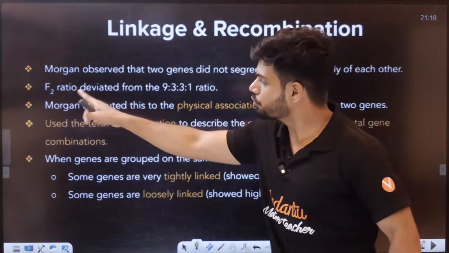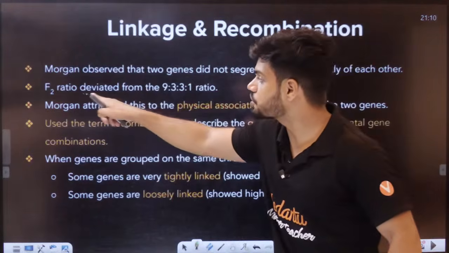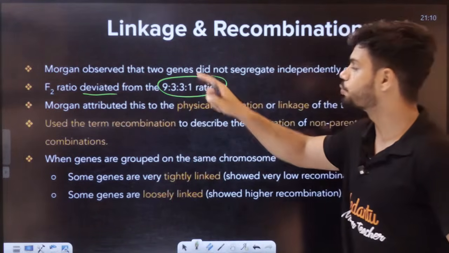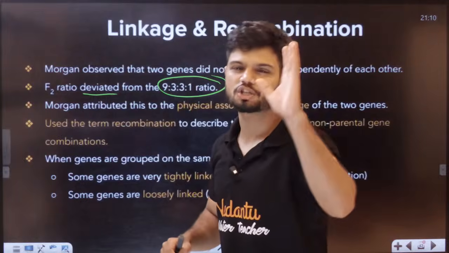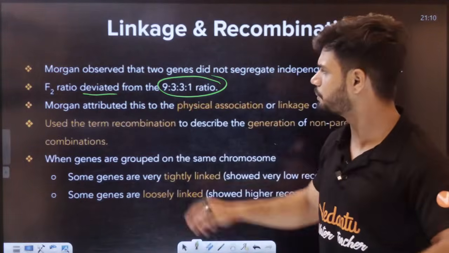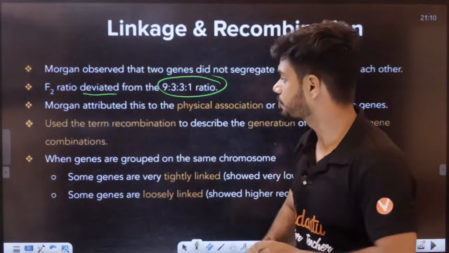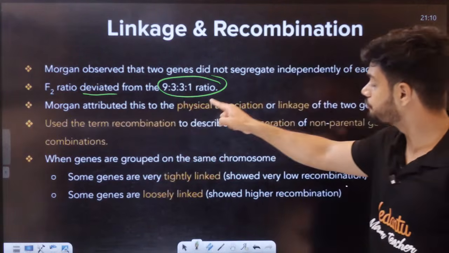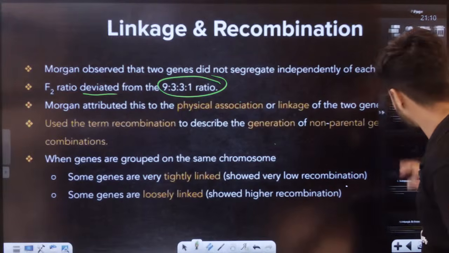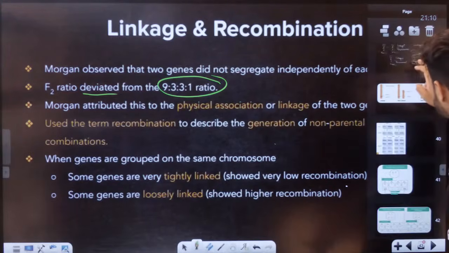So the F2 ratio deviated. There was a change from the 9:3:3:1 ratio. He could not get the same ratio. There was a different ratio when Morgan did the experiment. When Morgan did the experiment, he got a different ratio. Okay. So Morgan attributed this to physical association.